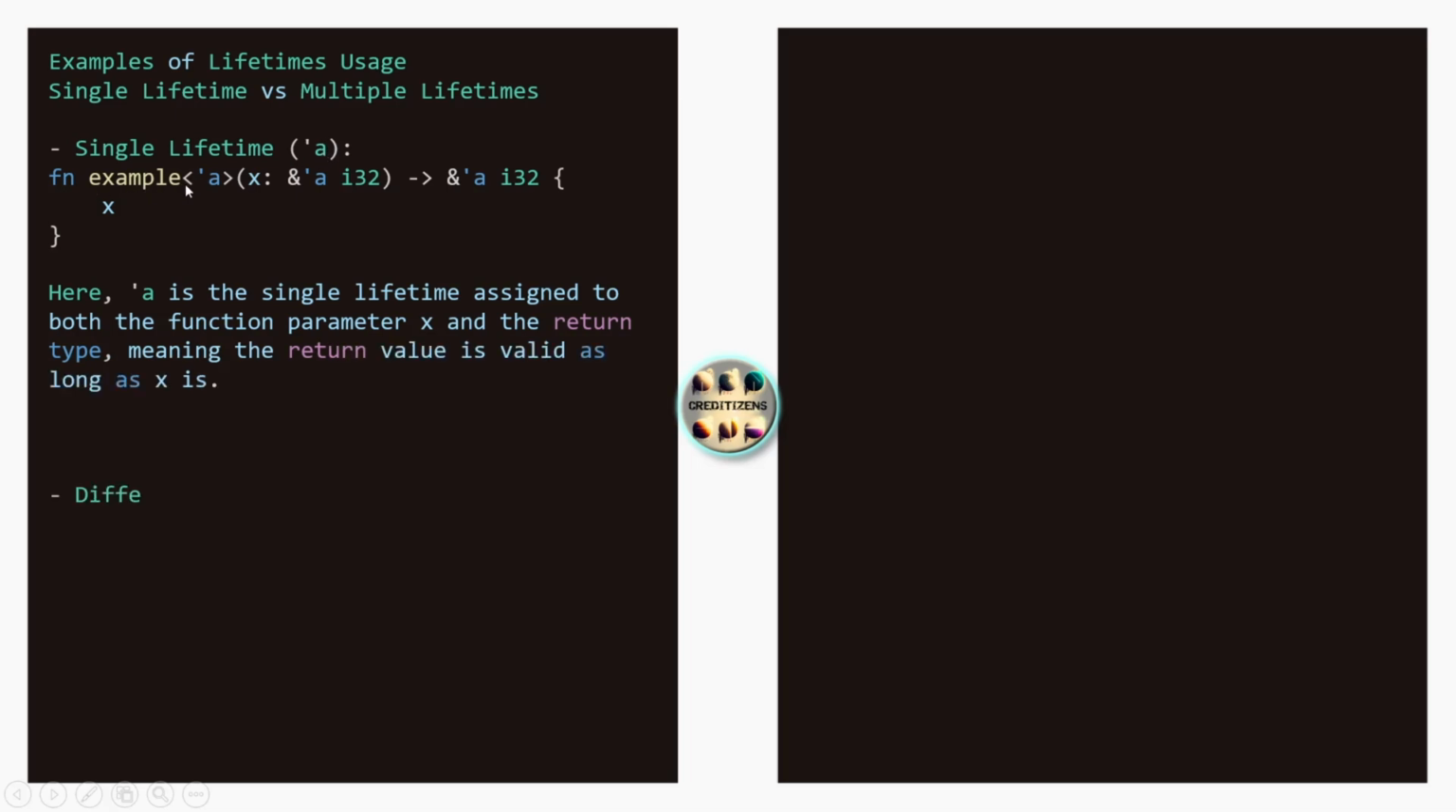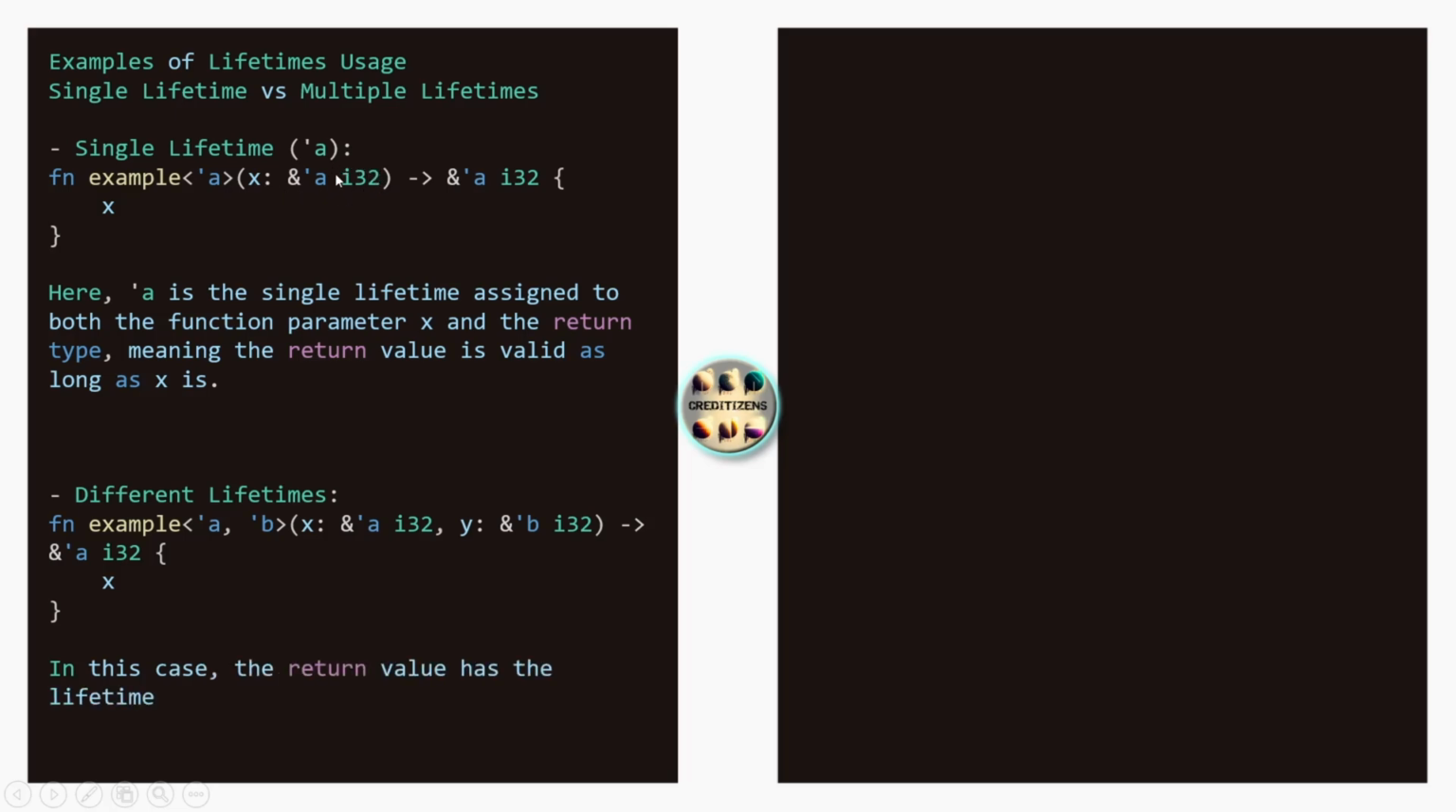So for example here, this example function has a lifetime 'a. It has a reference of an integer i32 with lifetime 'a also. x is a reference to an i32 with lifetime 'a. And here it is going to return a reference of this i32 with the same lifetime.